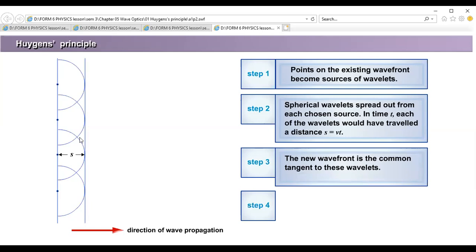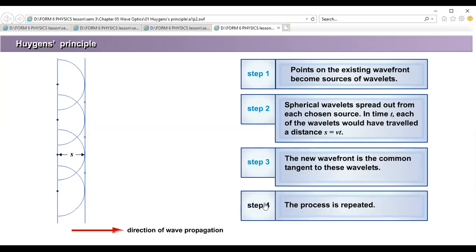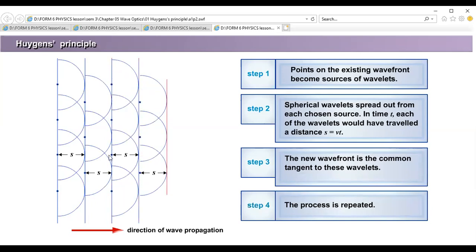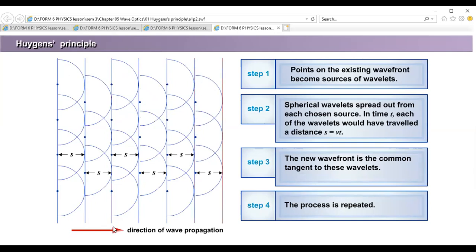Meanwhile, it will be another line. Step 4, the process is repeated, so the direction of propagation is still in the same direction. The repeating of the same wave is the Huygens Principle.